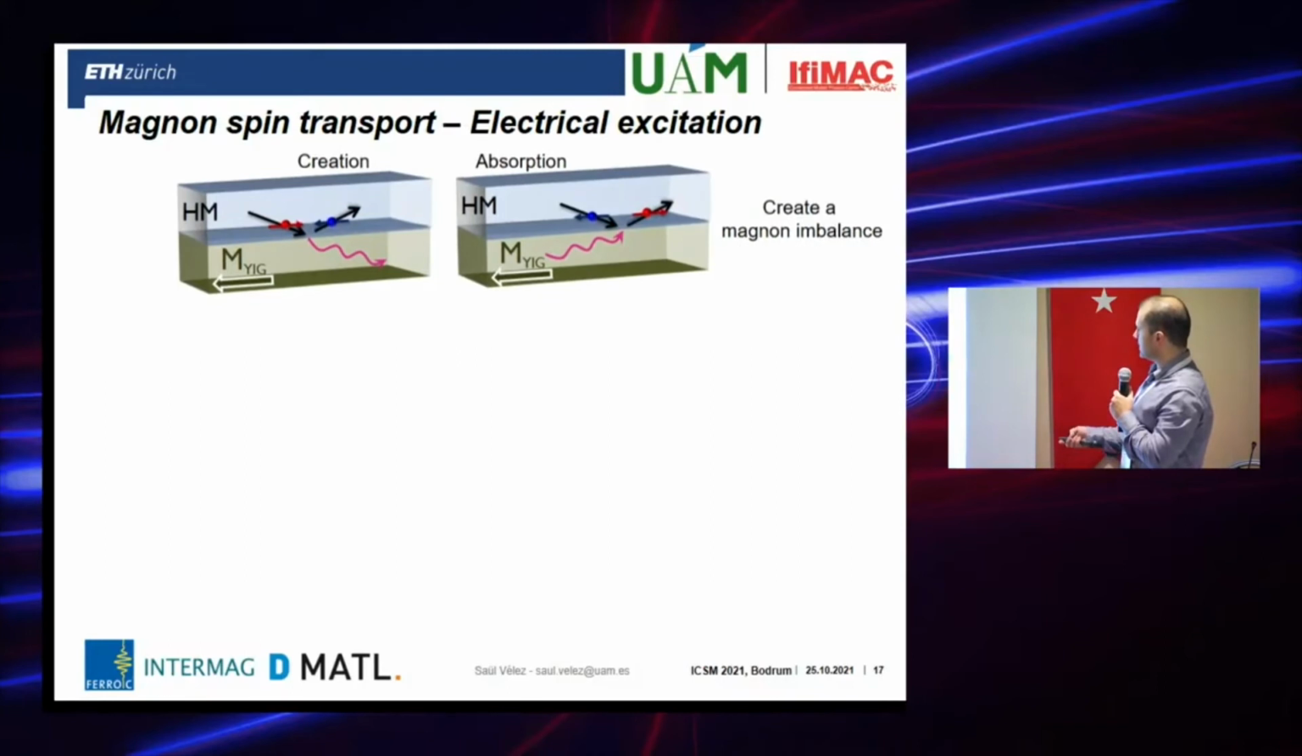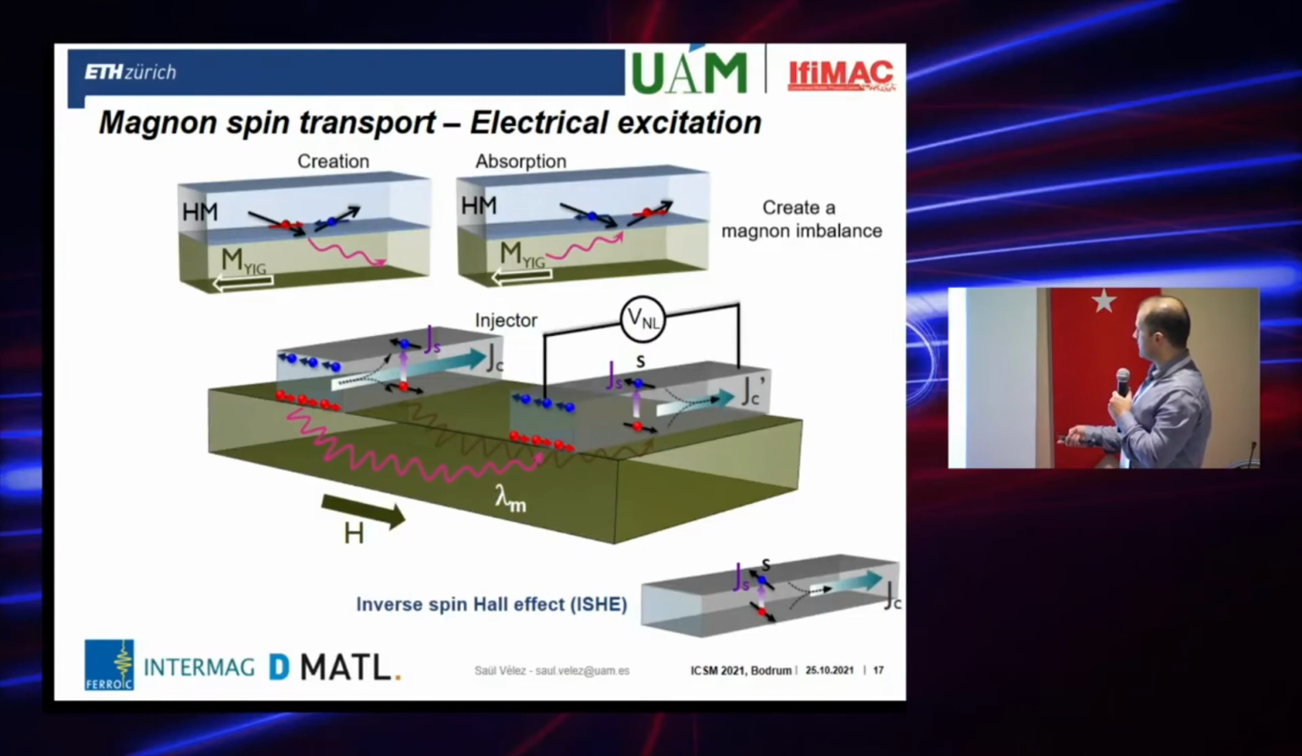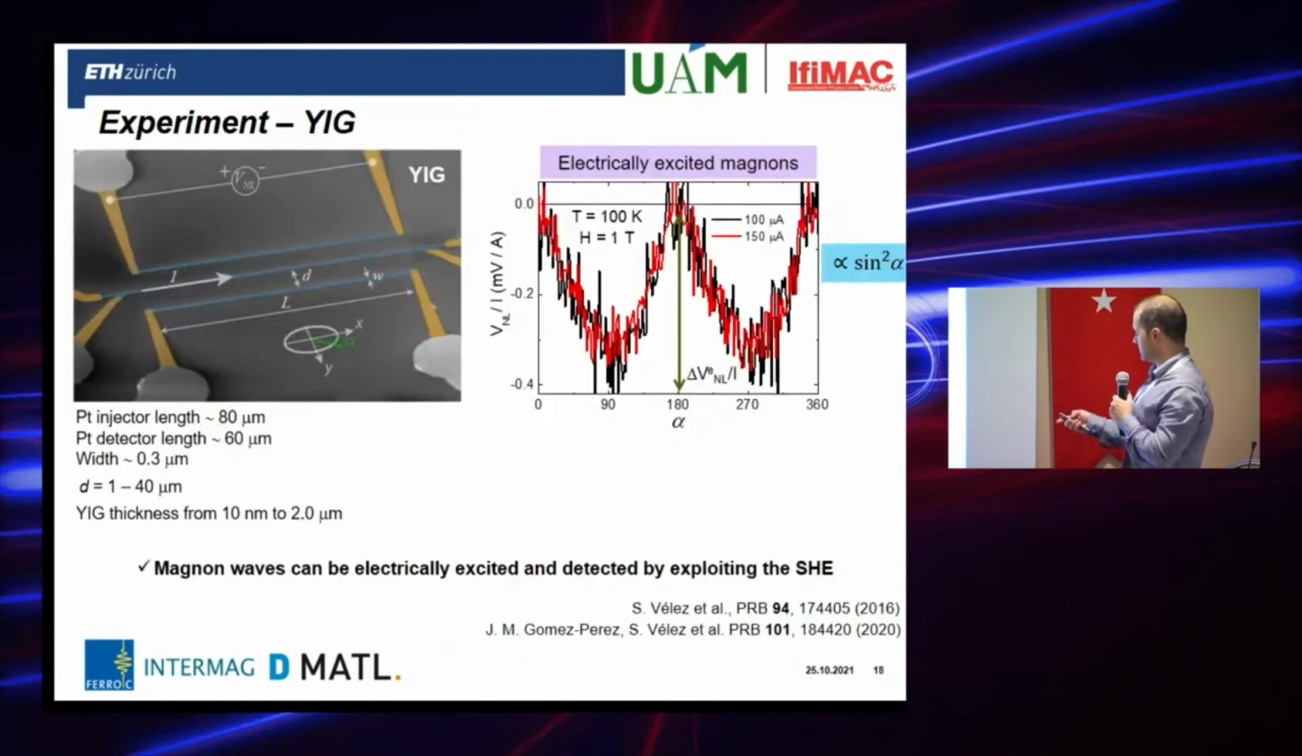So now if you put these platinum layers on top of the magnetic insulator, you can generate magnons in the material, and then these magnons propagate away, and you can detect them in a second platinum layer. You can absorb these magnons and convert them in a reciprocal process, spin to charge conversion. So you can actually transform these magnons into electrical signals in the system.